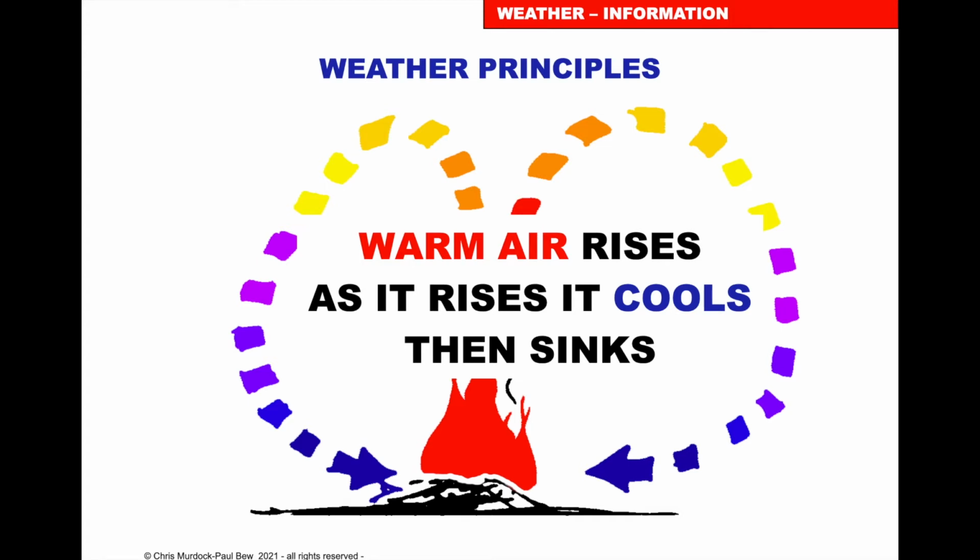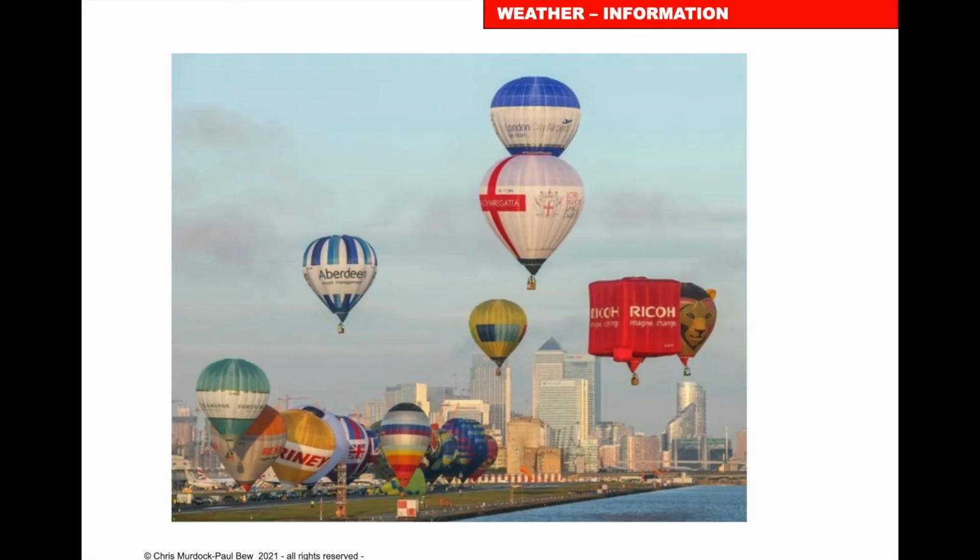The first one is warm air rises, and as it rises it cools and then sinks. If you imagine the bonfires in the picture, the hot air rises. If you look at a bonfire, the smoke and the ashes all rise up really rapidly, and then the cool air goes in to replace the air that's risen. So you get a circular motion just like this around a bonfire. So warm air rises, as it cools, it then sinks. Warm air rises is a basic principle of weather.